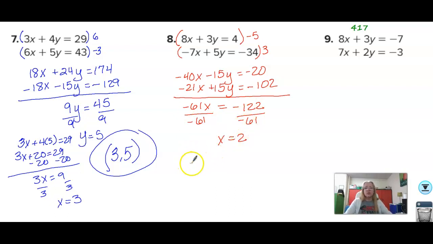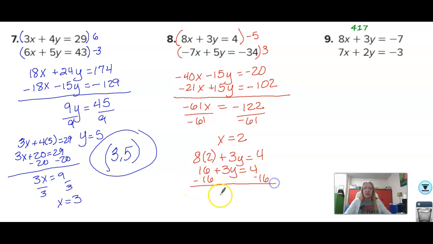Now we take one of the original equations. I'm going to go for the first one. 8 times x, which we now know is 2, plus 3y equals 4. 16 plus 3y equals 4. Subtract 16 from both sides, and we get 3y equals negative 12, which when we divide both sides by 3, we get y equals negative 4. So our solution is 2, negative 4.